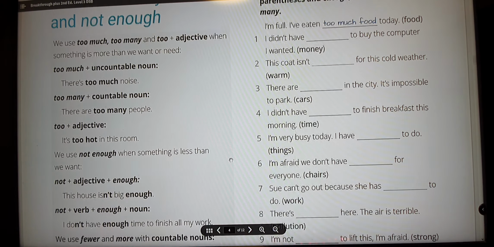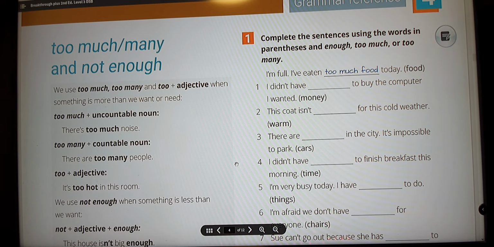Okay, if we look at some of the examples on the right side, it asks you to complete the sentences using the words in parentheses. In parentheses, this is parentheses. Some people call it in brackets. Okay, so the word in parentheses in the example is food. The person says, I'm full. I've eaten too much food today.